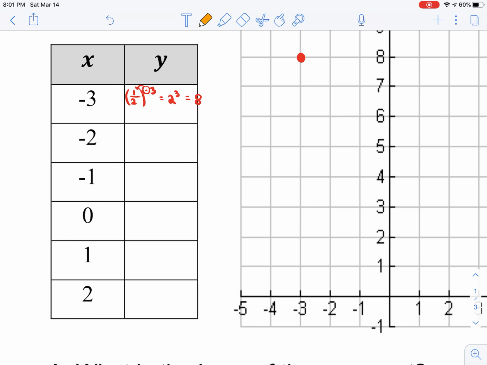Now we can continue going and sub in a negative 2. And again, that negative is going to flip that number inside and make this 2 squared. So we get negative 2, positive 4.